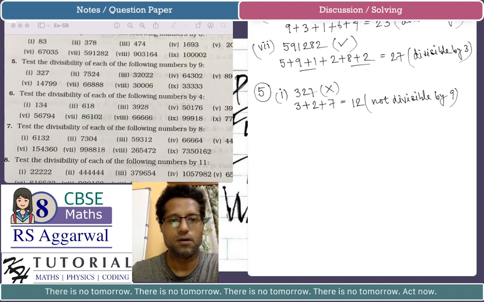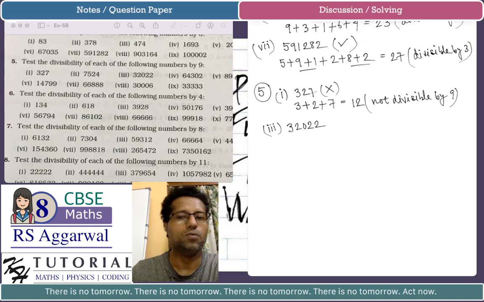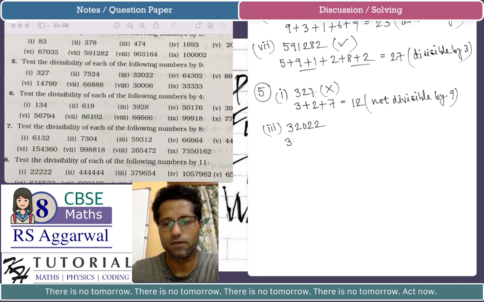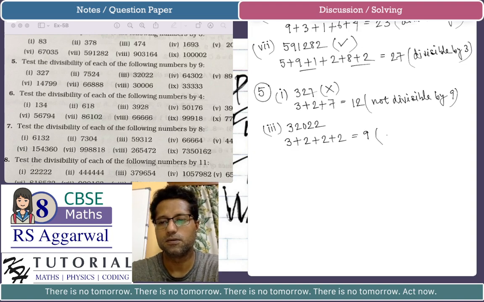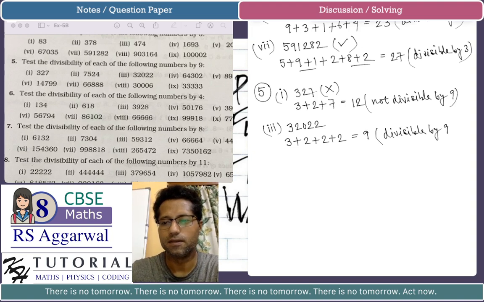Let's do the next one. The number is 32022. The sum of the digits of the given number will be 3 plus 2 plus 2 plus 2. This is equal to 6 plus 3, which is 9. This is divisible by 9. Hence this number is divisible by 9.